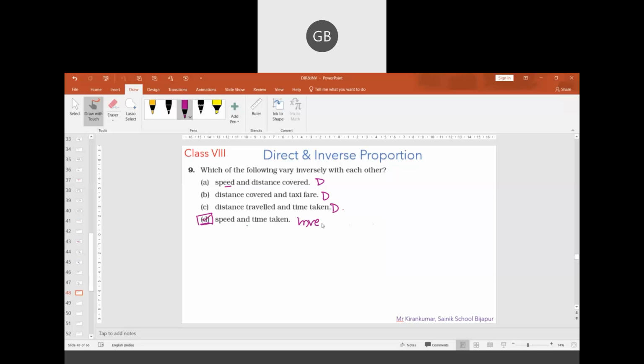Only this option is inverse proportion: speed and time. More the speed, less the time. If the speed is increased, then the time decreases. Very good.